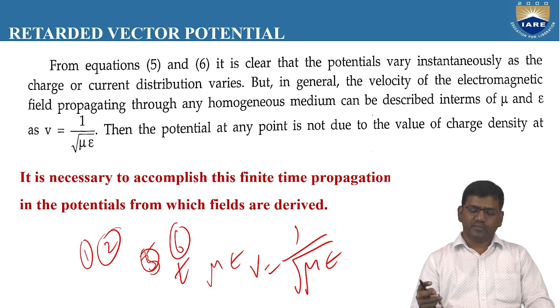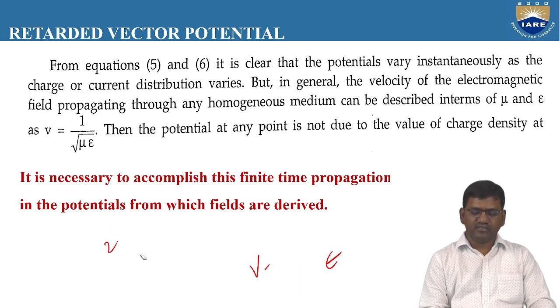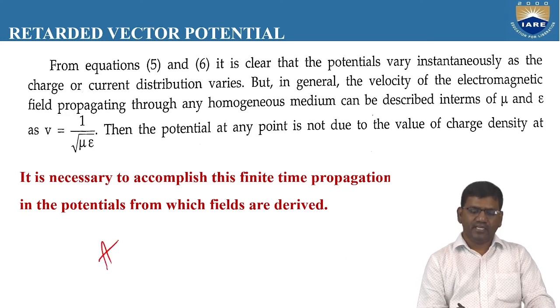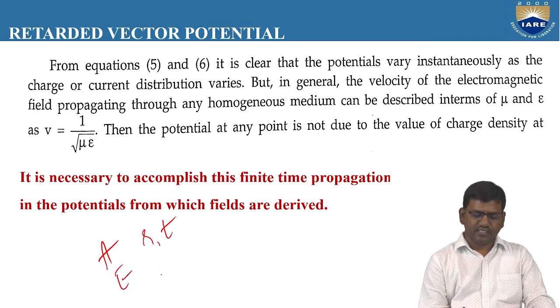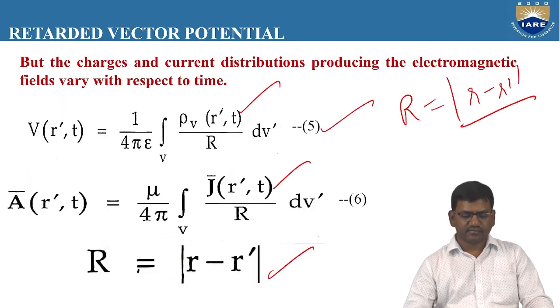Now we need to represent the above time in terms of a finite time of propagation in the fields which are derived. So already we have derived some expressions in terms of T. That means we have represented A in terms of R comma T. At the same time we have represented V in terms of R comma T. So here you can see.